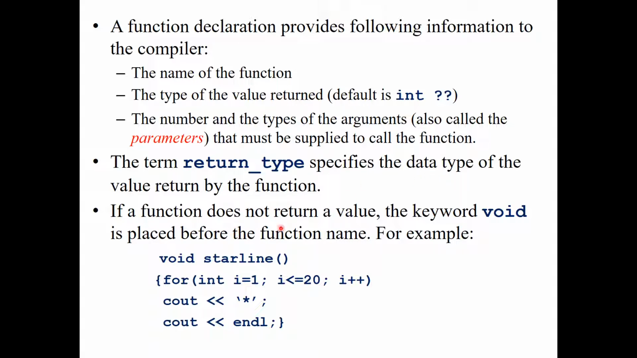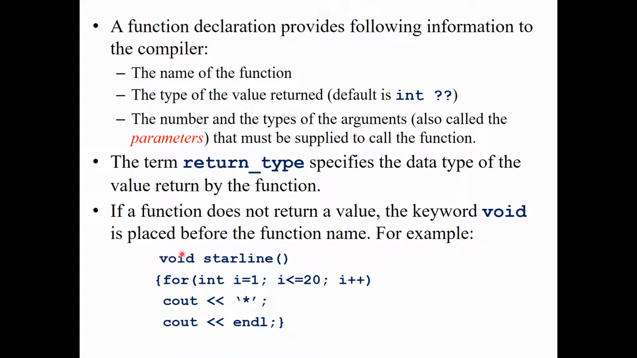If a function does not return a value, which sometimes happens, then we use a word called void. So void is placed before the function name. Void starline, suppose starline is a function which has no parameters, so nothing in the parentheses, and it does not return anything, so it's void. Void means empty space.